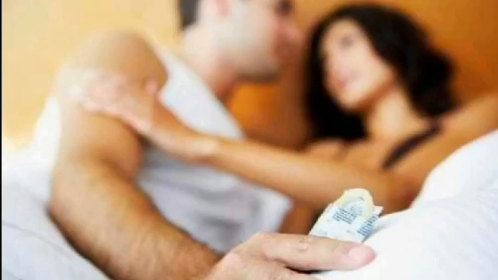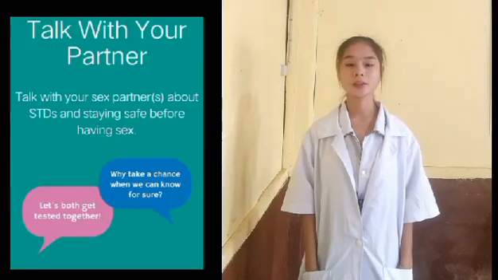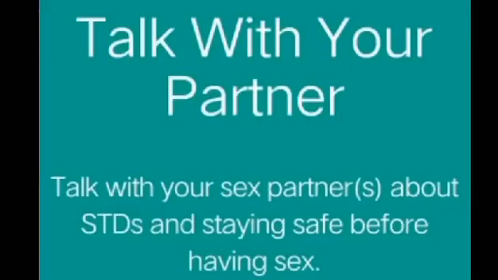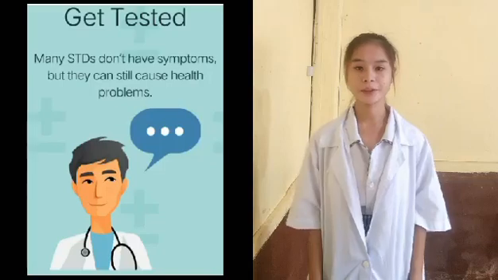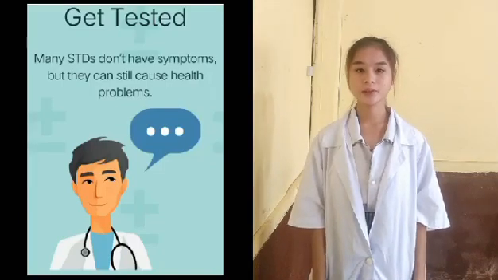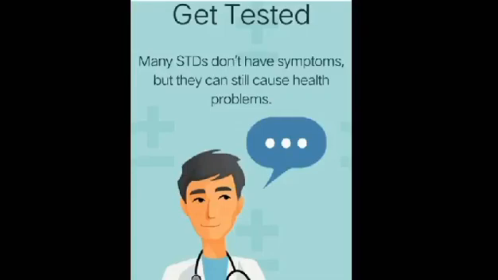Number three, have fewer partners. Reducing your number of sex partners can decrease your risk for STD. It is still important that you and your partner get tested and that you share your test results with one another. Number four, talk with your partner. Talk with your partner about STD and staying safe before having sex. It might be uncomfortable to start the conversation, but protecting your health is your responsibility. Number five, get tested. Talk with your healthcare provider.